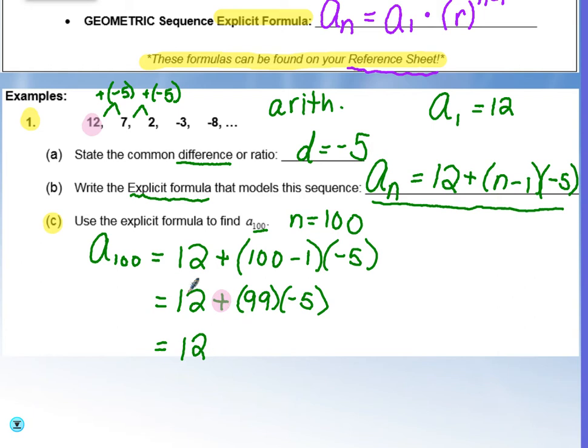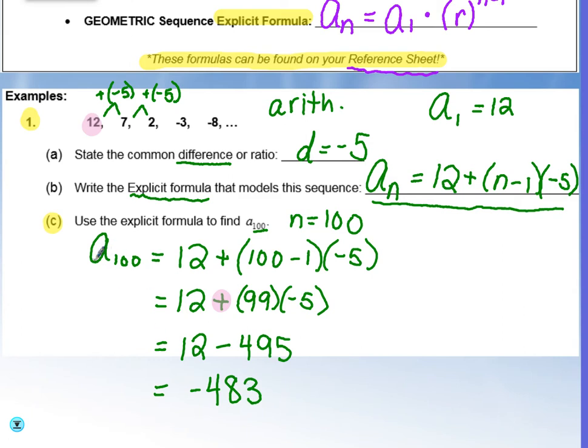99 times negative 5 is negative 495. Yes, you may write plus negative 495 if you wish to instead. So now we have 12 minus 495, which is equal to negative 483.